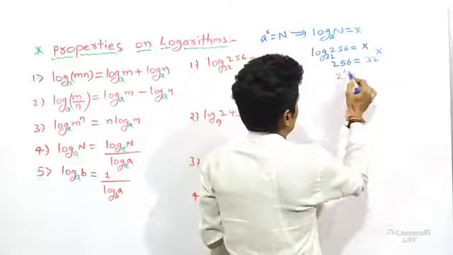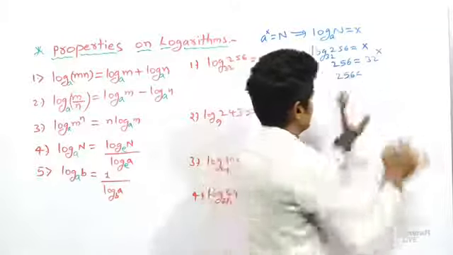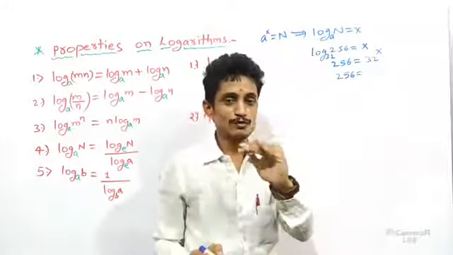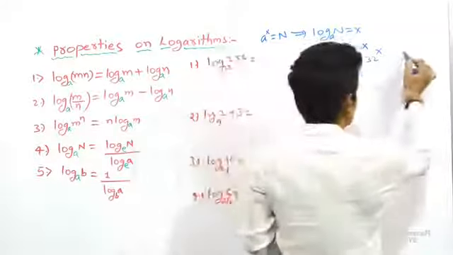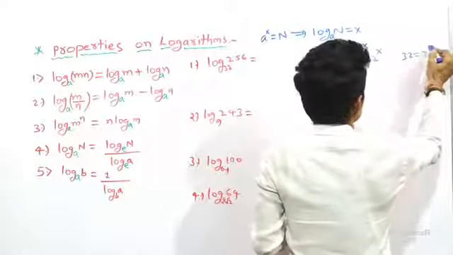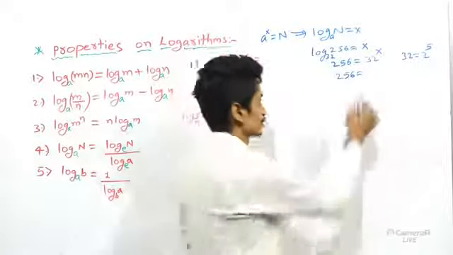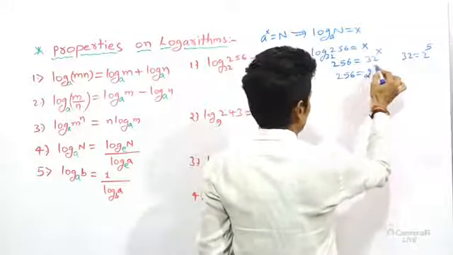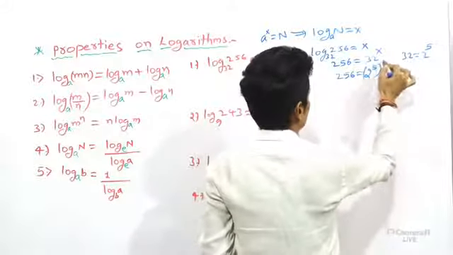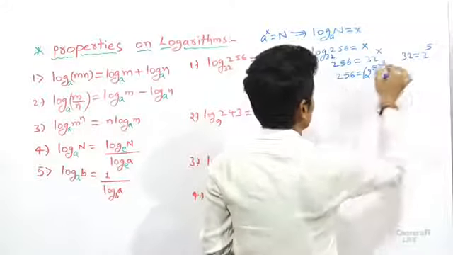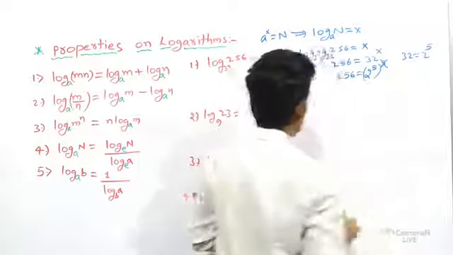256, write as it is. This 32 we know in exponential form. How to express that 32 in exponential form? That is very easy. 2 power 5 is 32. So on the RHS I will write 2 power 5 as 32, and the power will be x.